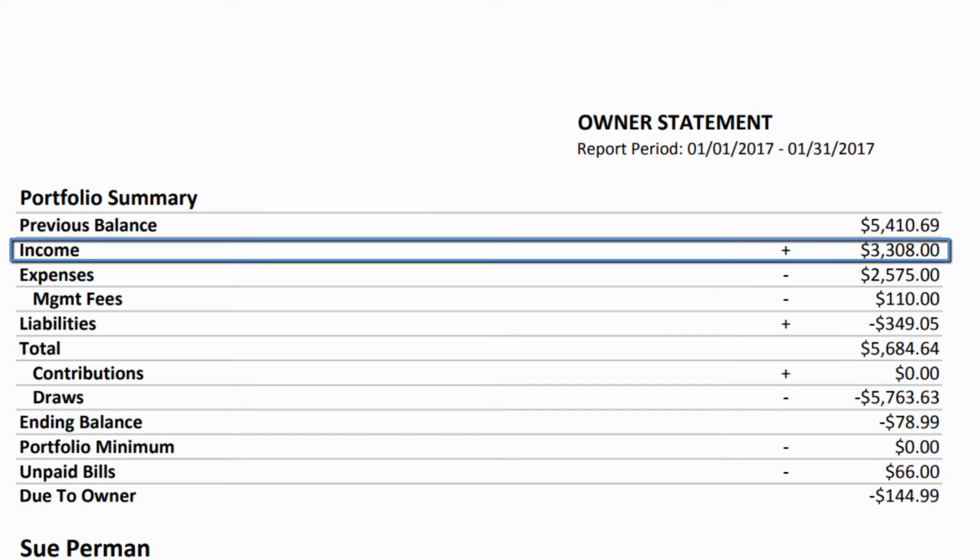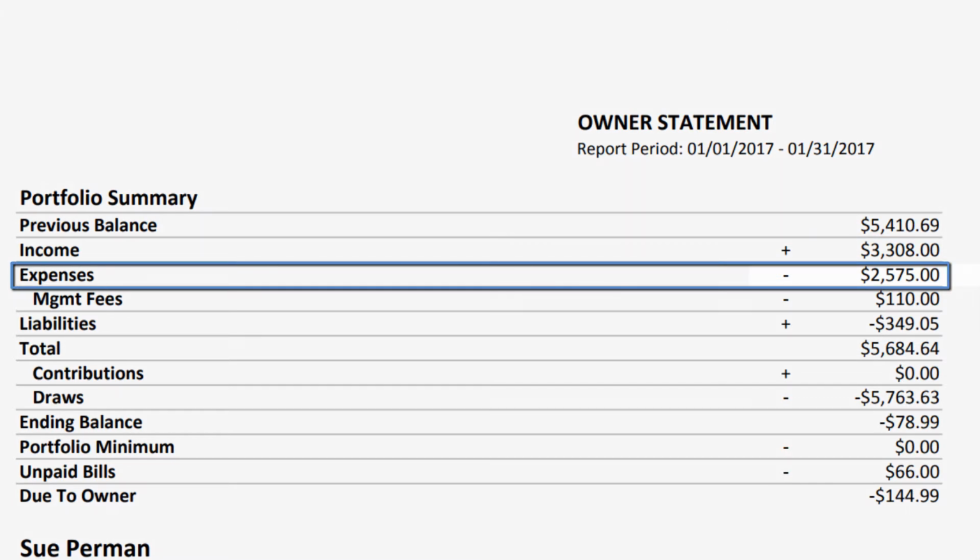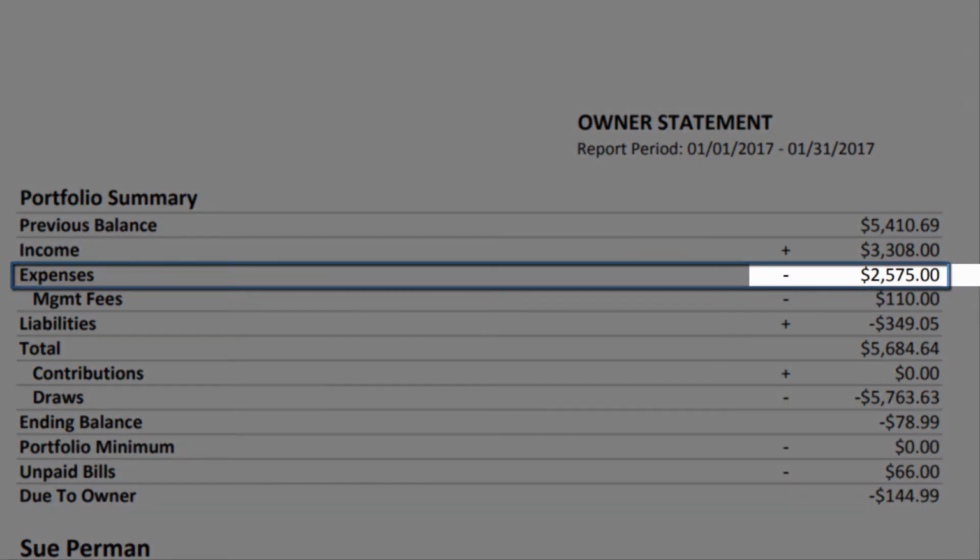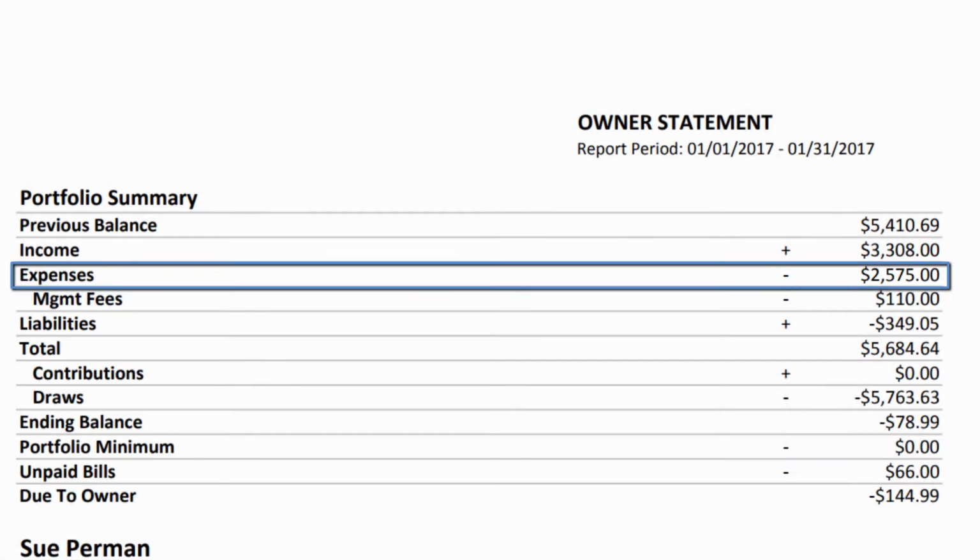Income represents the entire portfolio's income for the statement period, which will include rent, tenant payment for damages, or other miscellaneous income generated in the portfolio. Expenses represents the entire portfolio's expenses for the statement period, not including monthly management fees.